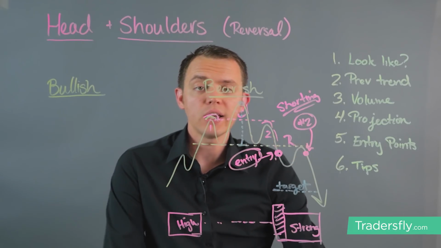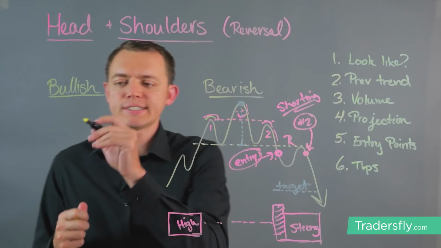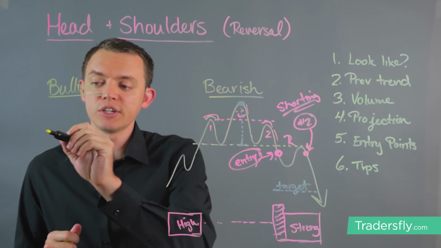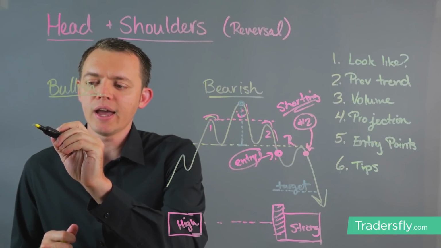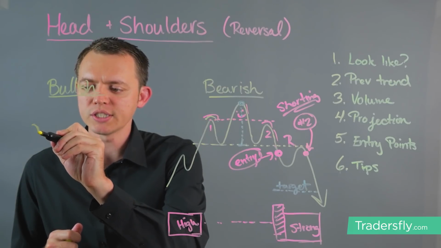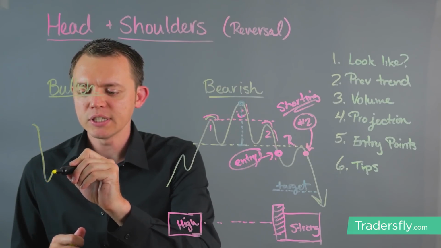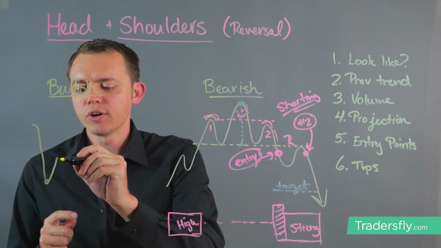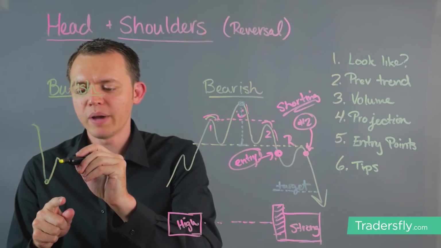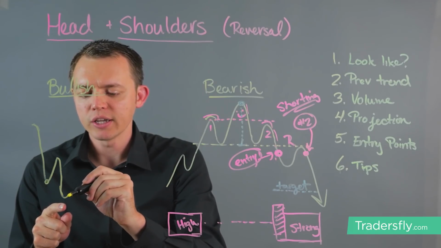If we take a look at the bullish side, okay, so basically it looks very similar, except it's coming down from the higher prices. So what typically happens is, again, you'll get kind of your one peak or bounce, then you'll get kind of another one.